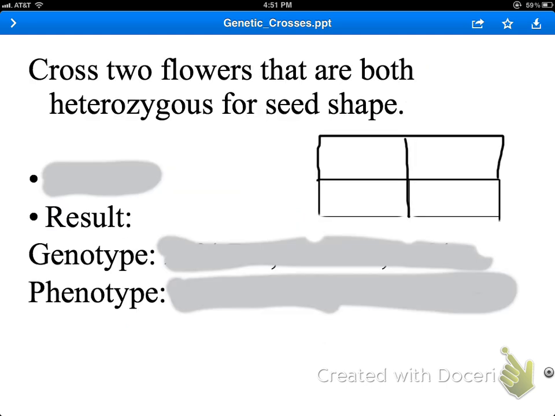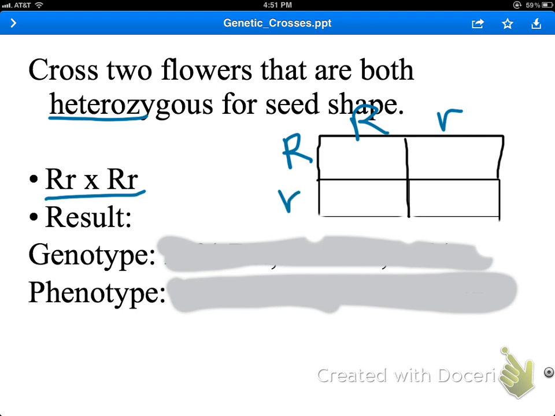Let's do another example. We're going to cross 2 flowers that are heterozygous for seed shape. So the parents' genotypes are going to be capital R, lowercase r. So we're going to put one parent up here, the other parent on the side. We're going to bring them over.